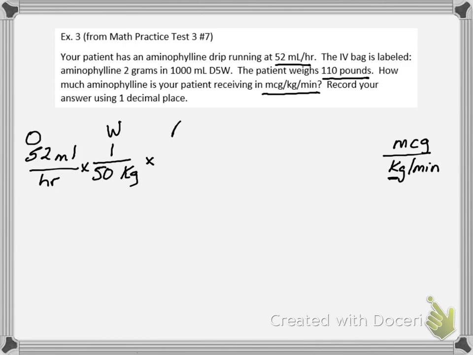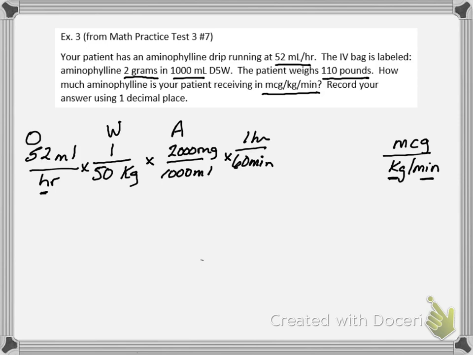Then my A in the OWAT is my available. And it says that the bag is labeled with 2 grams in 1,000 milliliters. So I'm going to put the 1,000 milliliters on the bottom so I can cross it out. And I'm going to put the 2 grams, which really is 2,000 milligrams, on top. Then I'm going to look for a time conversion. This is in hours. My answer needs to be in minutes. So I'm going to multiply by 1 hour is 60 minutes.